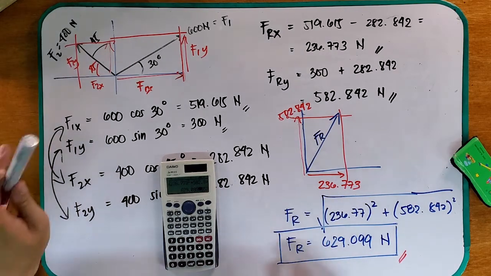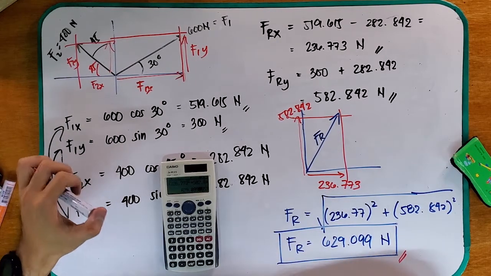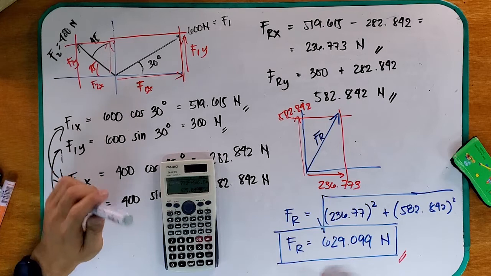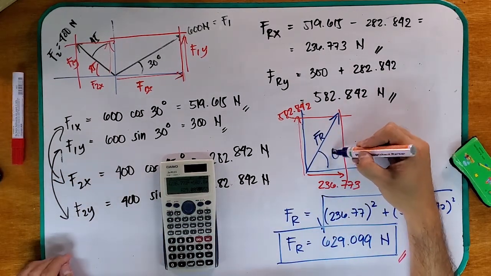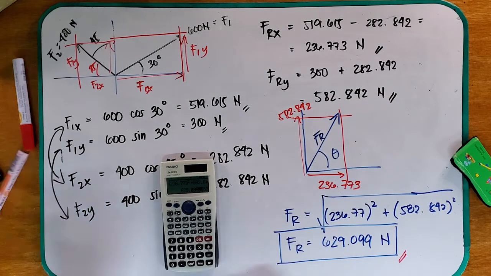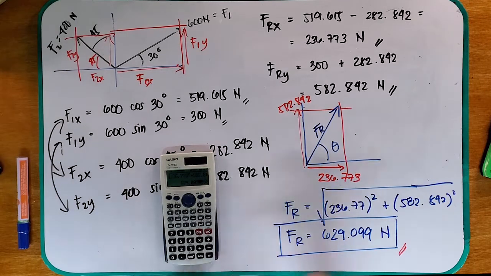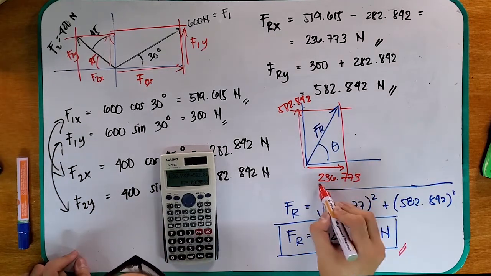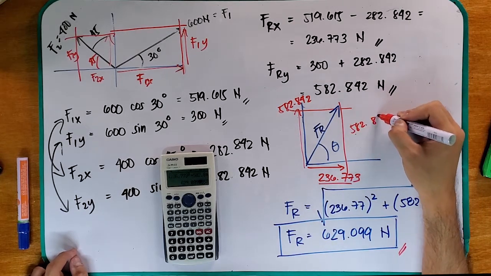But still we have another question. We have to determine the direction of the resultant force. So the question is to find the angle. And to get that angle, what are we going to do? We already know that this length is 236.773 and this height is 582.842.